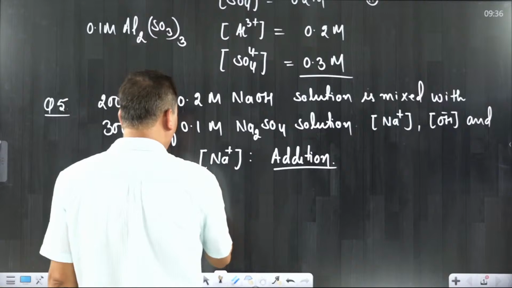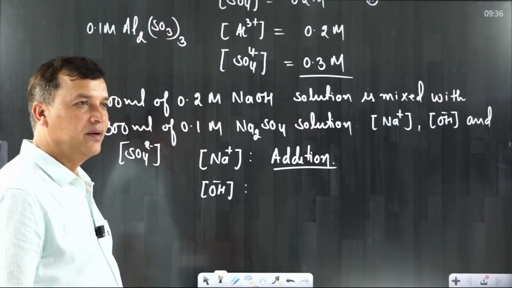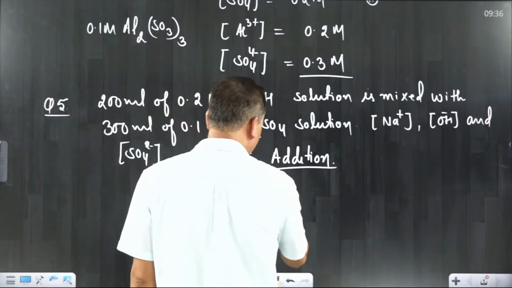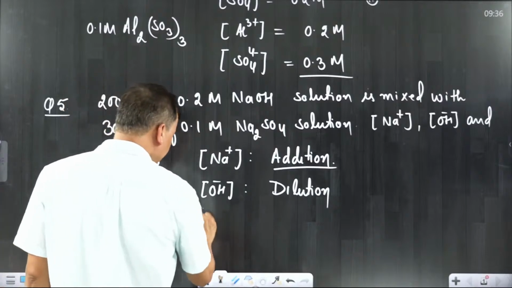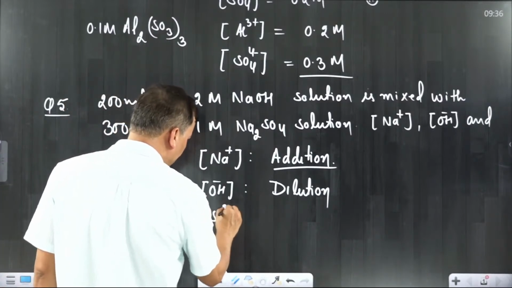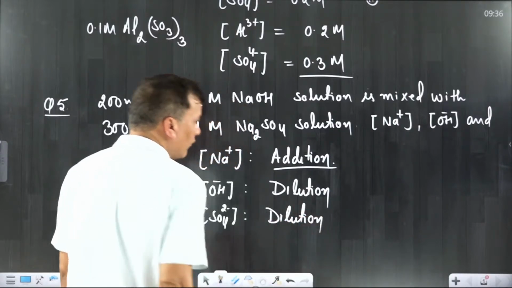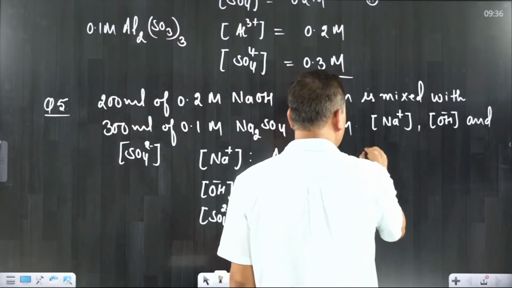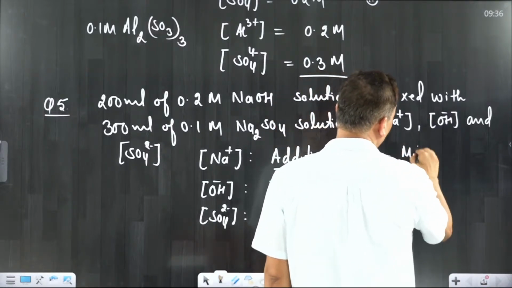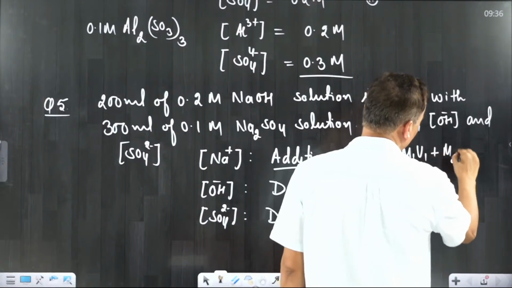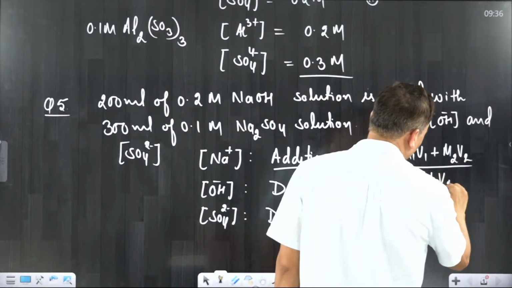And for OH negative, what about the OH negative? Very nice, there will be dilution. And what will be the molar concentration of SO4 2 negative? Here it will be dilution. For addition, what we have is M_R equal to M1 V1 plus M2 V2 divided by V1 plus V2.